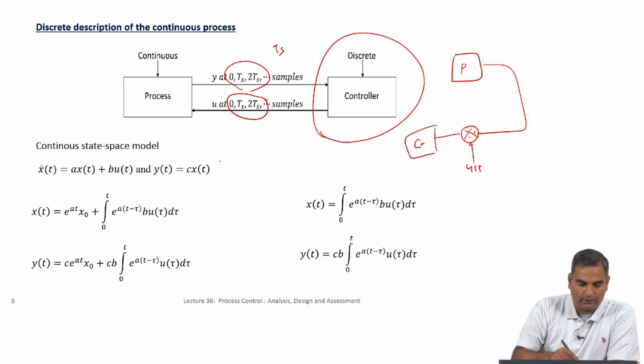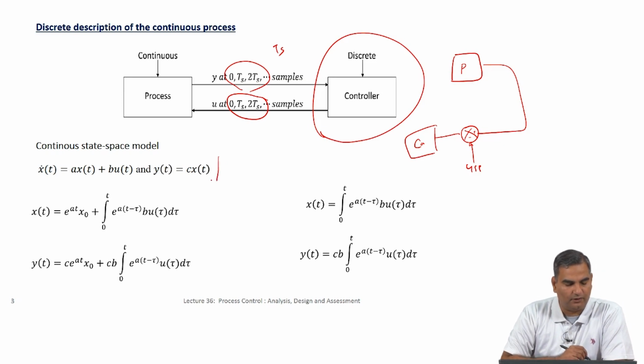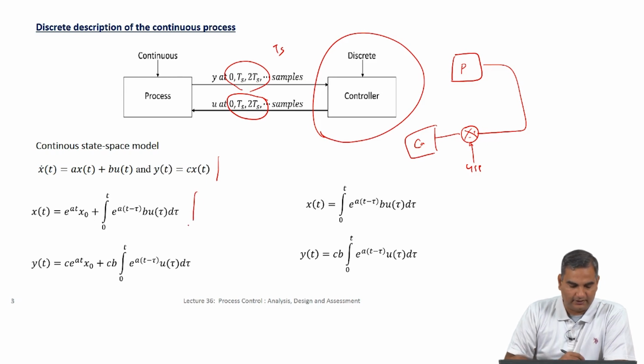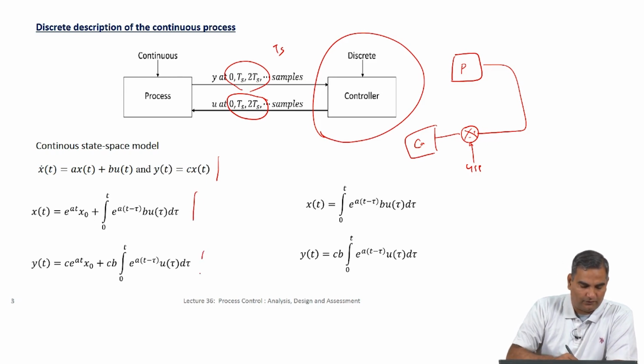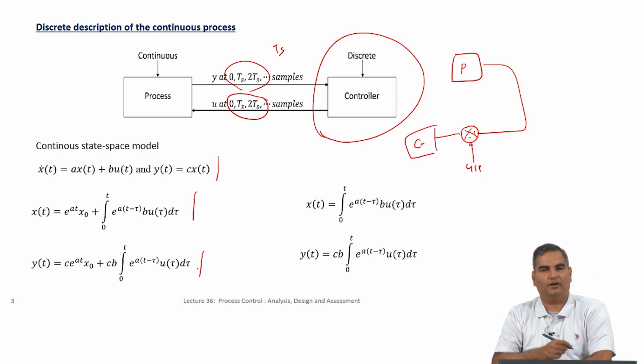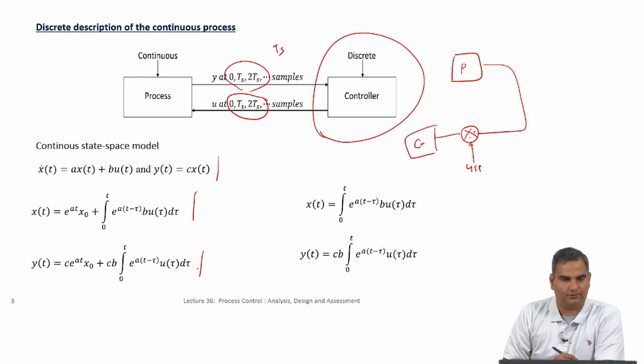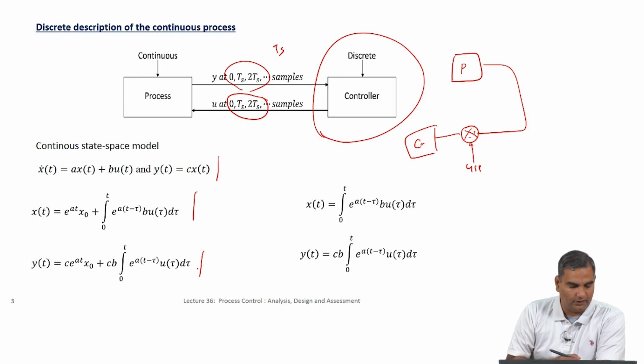However, since the process is continuous, we have done this before. If you go back and look at the lecture where I talked about solving continuous state space models, you will see that I would have got a solution like this, and then you can get y of t like this. So, this is simply a repeat of what we have seen before for a state space solution. You can go back to these lectures and look at the solution to the state space models, and you will get this.